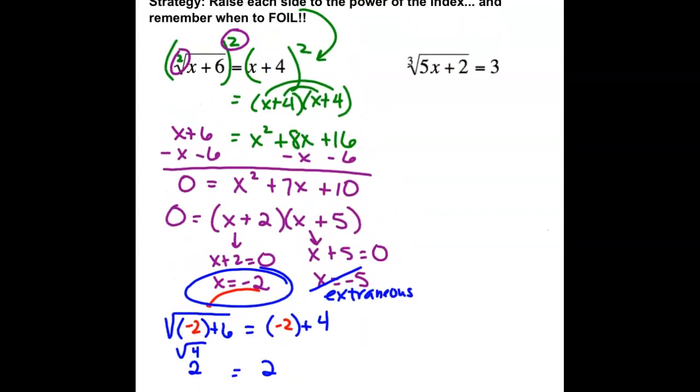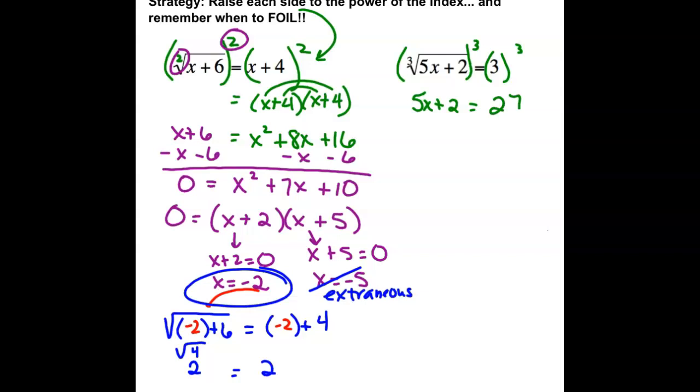All right. Our next one here, to undo a cube root, we would have to cube both sides. On the left, the cube and cube root cancel each other out. We get 5x plus 2. On the right-hand side, 3 to the 3rd power is 27. This is just a linear equation, so we can go ahead and solve it like we've been doing. 5x would then equal 25 once we subtract 2 to the other side. And then dividing by 5 gives us x equaling 5.